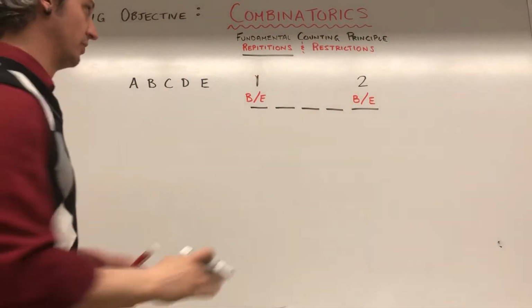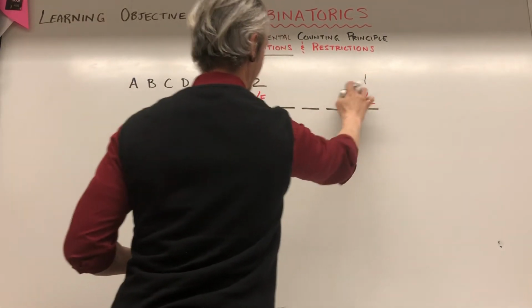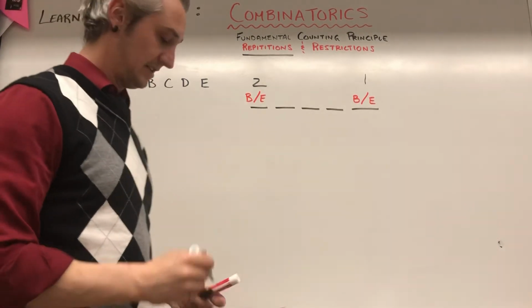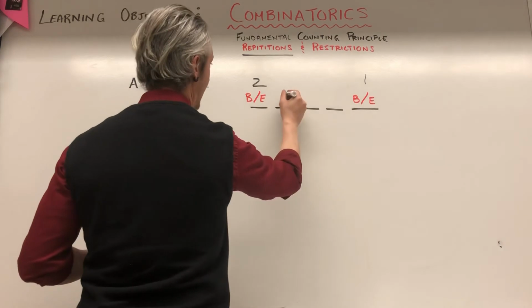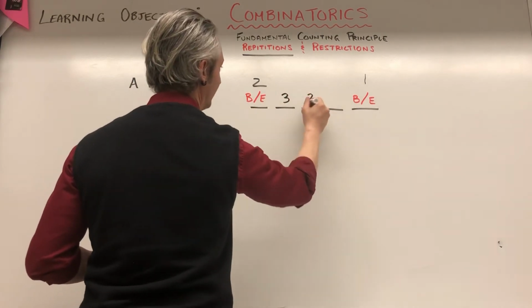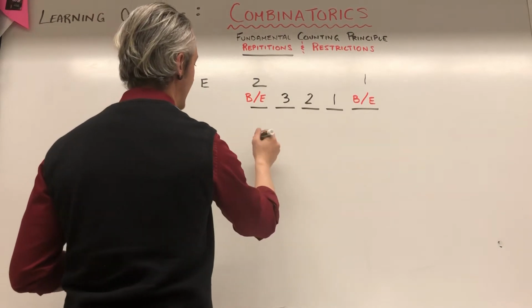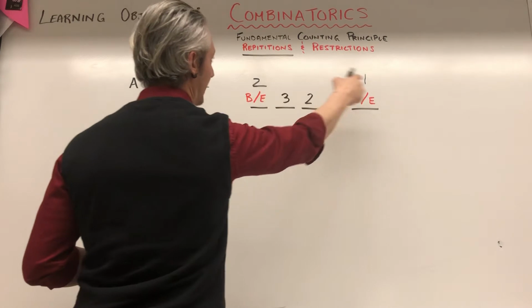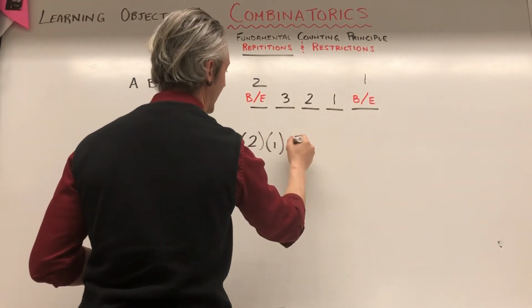And I could have done it the other way. I could have done 2 choices here, leaves me with 1 choice here. Okay? So there we've got 2 out of the 5. And then the rest, doesn't matter where I start, I have 3 choices here now, I have 2 choices here, and I have 1 choice here. And therefore, my answer is 2 times 1 times 3 times 2 times 1, or times 3 factorial.